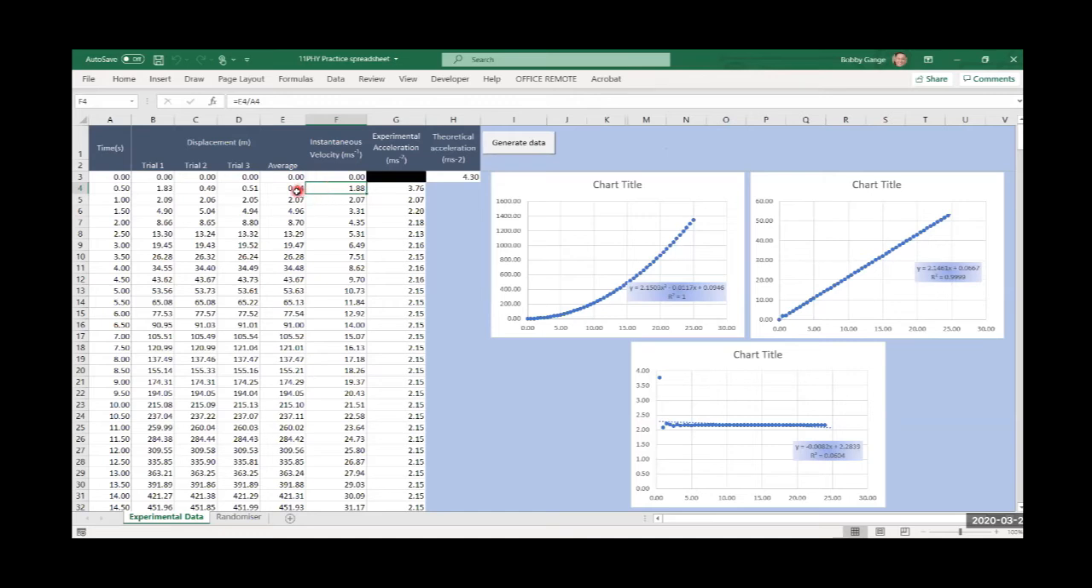So change in velocity, if we were going to have a look at this average here, it says here that to work out what the instantaneous velocity is, it's E4 divided by A4. Is that the correct formula to use for instantaneous velocity? No. What's that giving us? It's giving us average velocity. Average velocity. Okay, so this isn't actually the correct formula.